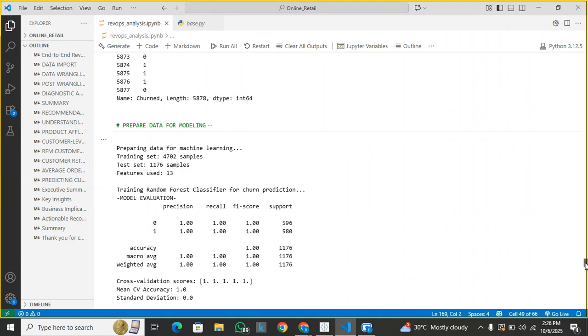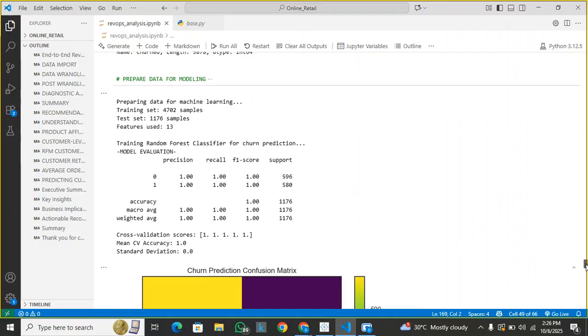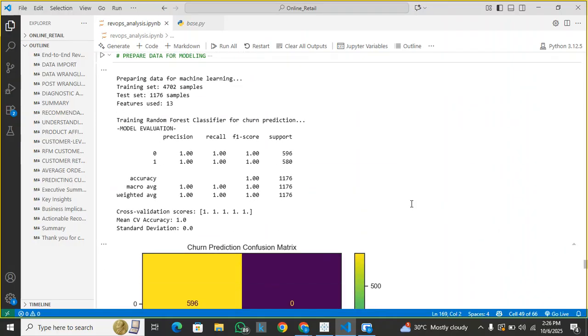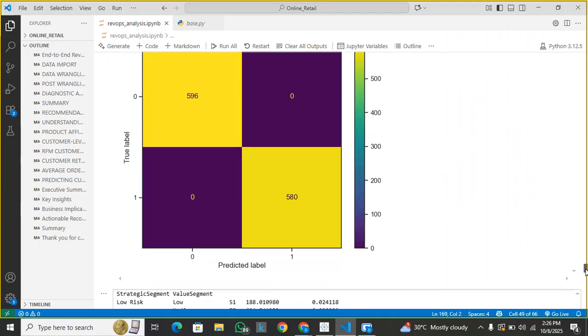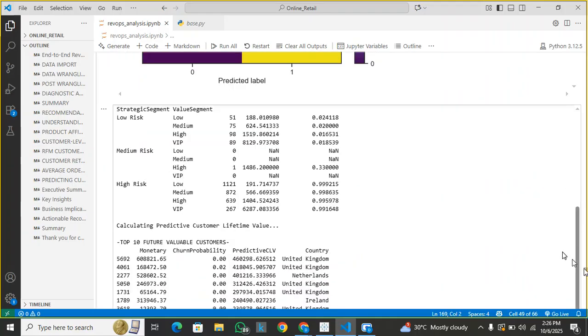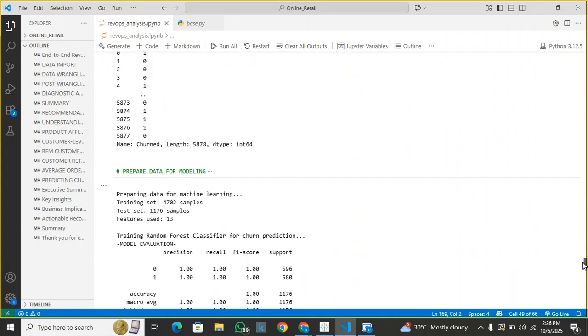And then I prepared the data for machine learning. I split my data into train and test, and then I trained the model to predict which customers were likely to churn and to give me the probability of churn per customer. After that, I carried out cross validation to see if my prediction was accurate or not. And then I segmented.